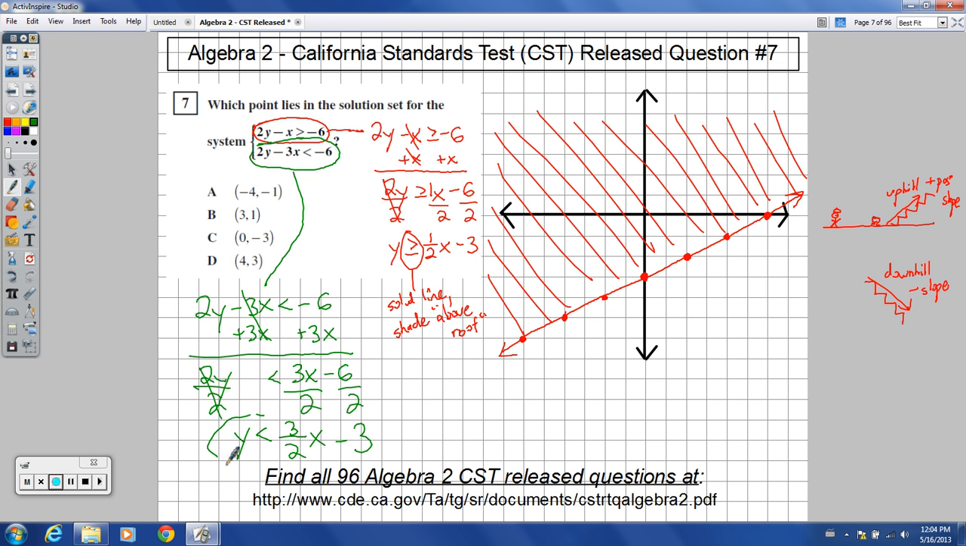So here now, I'm using this. I used this one before. This is telling me how to shade and what kind of line. So no or equal to part here. This is going to be a dashed line now. And we have stuff that's less than, so we're going to shade below in this case. If it's greater than, shade above the line. If it's less than, shade below the line.